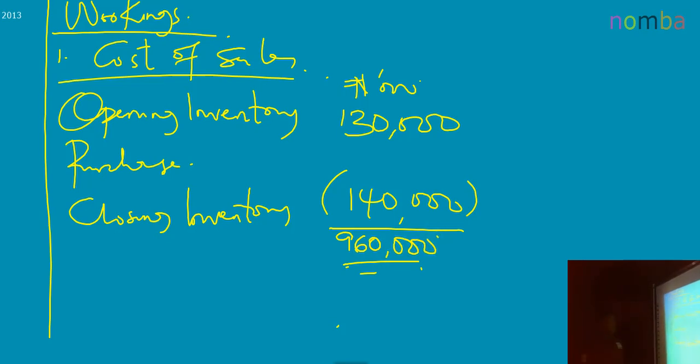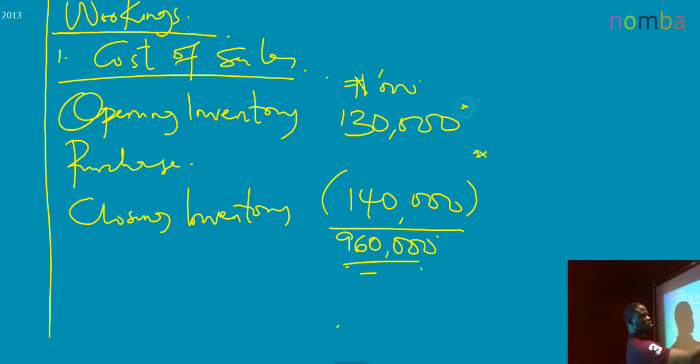So, I don't have my purchases. I'll simply get my purchases as the balancing figure. Right? So, what would that give me? If I do 960,000, I'm trying to work back, plus 140,000, that will give me 1,100,000 as my cost of goods available for sale. Because if you add opening inventory plus purchases, it should give me COGAS, cost of goods available for sale. So 1,100,000 is my cost of goods available for sale.